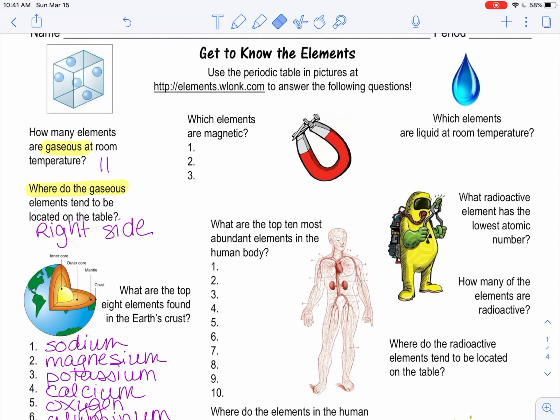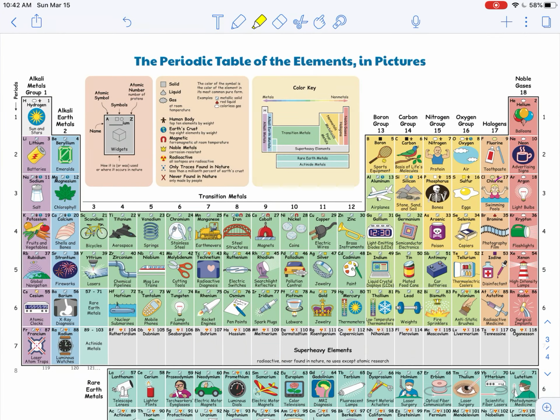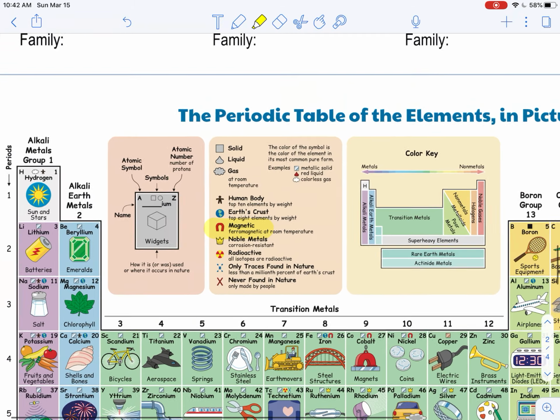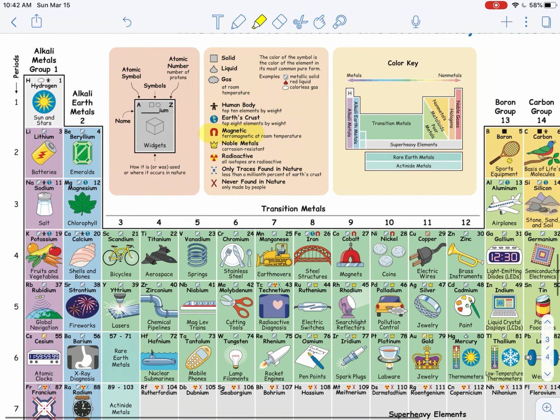All right, let's keep going with our center column where it's asking us to get to know the elements. And we need to know which elements are magnetic, and it shows us that there's going to be 3 of them. If we go down and we look at our little key, it shows us right here that magnetic elements at room temperature are going to have that little magnet sign. And look, I have 3 right here next to each other. I have iron, cobalt, and nickel are the magnetic elements at room temperature.